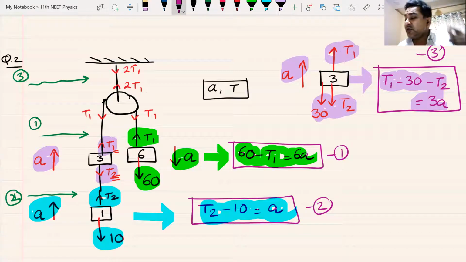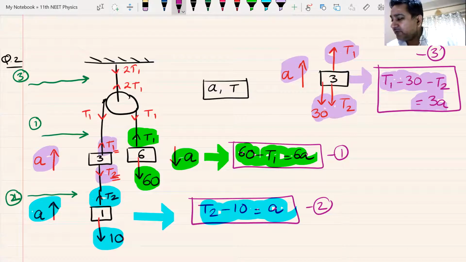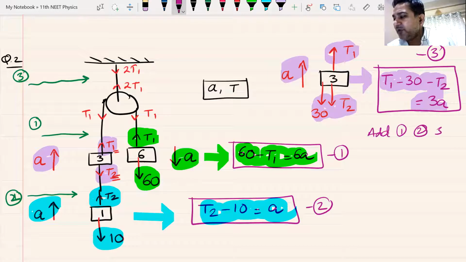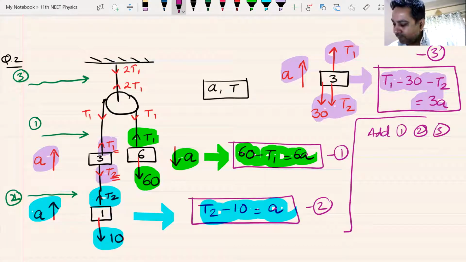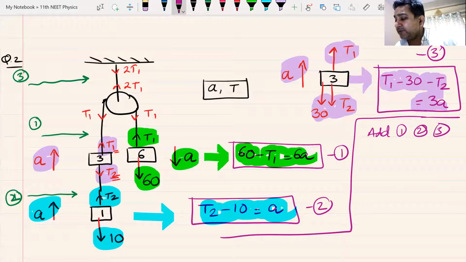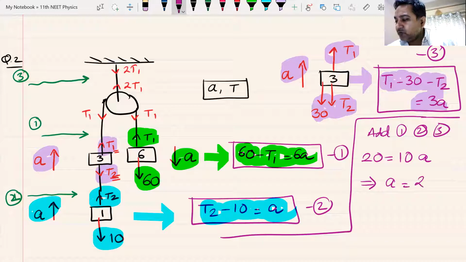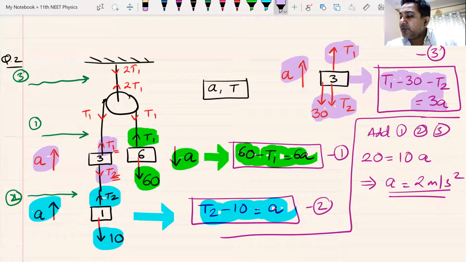How will you solve equations 1, 2, and 3? Remember the golden words. Add 1, 2, and 3. Once you add 1, 2, and 3, everything gets cancelled. T1 gets cancelled, T2 gets cancelled. On the left hand side, you will have 20. On the right hand side, you will have 10A. From there, you will get A as 2 meter per second square.